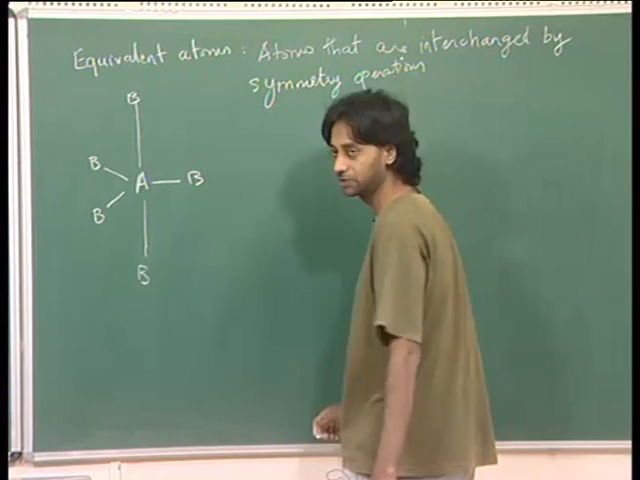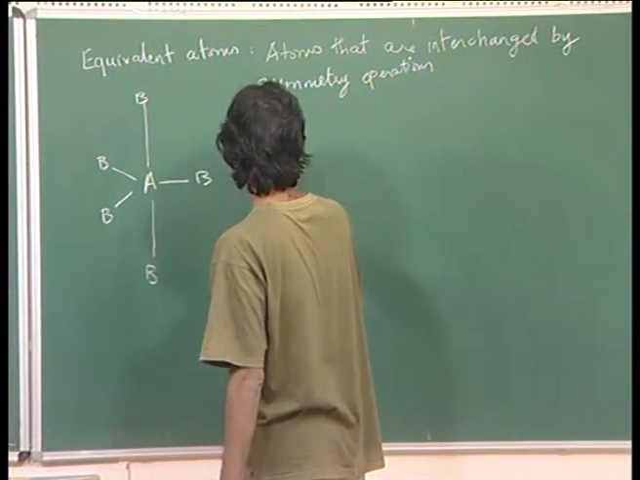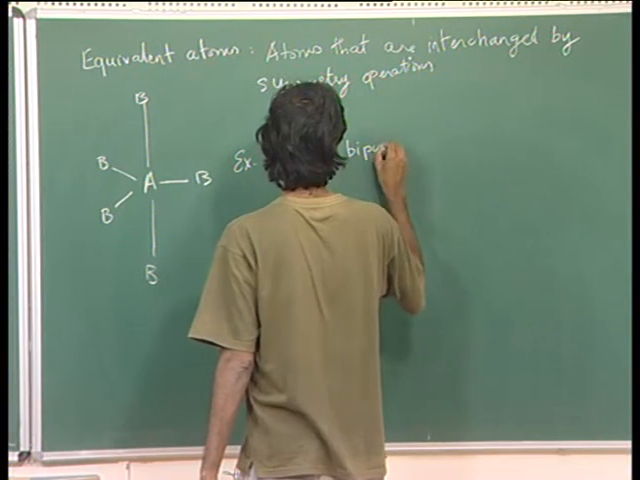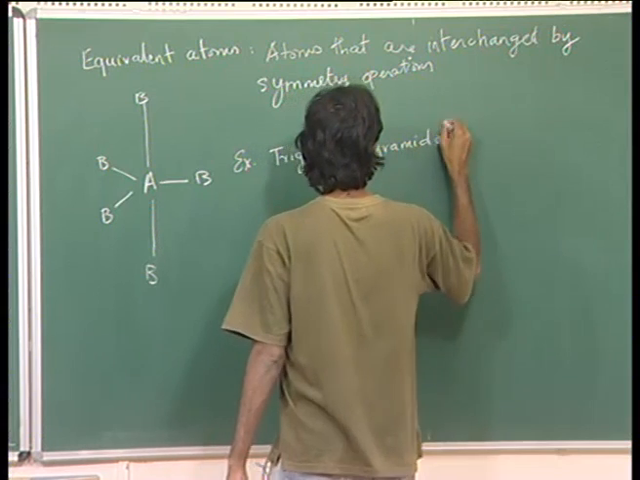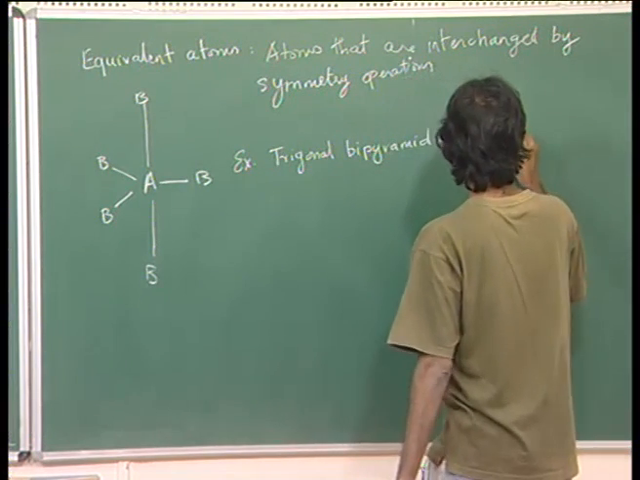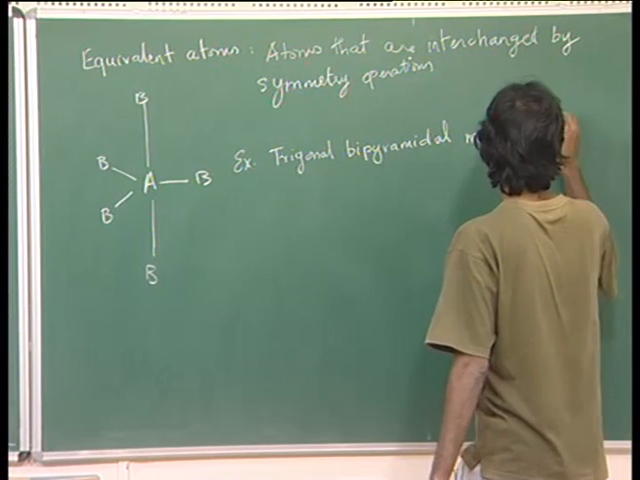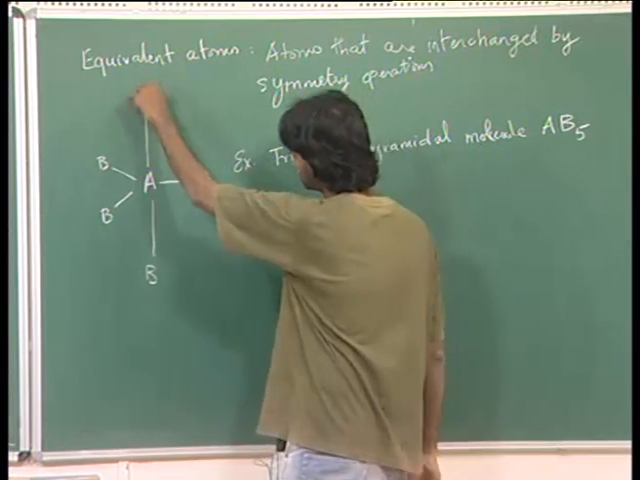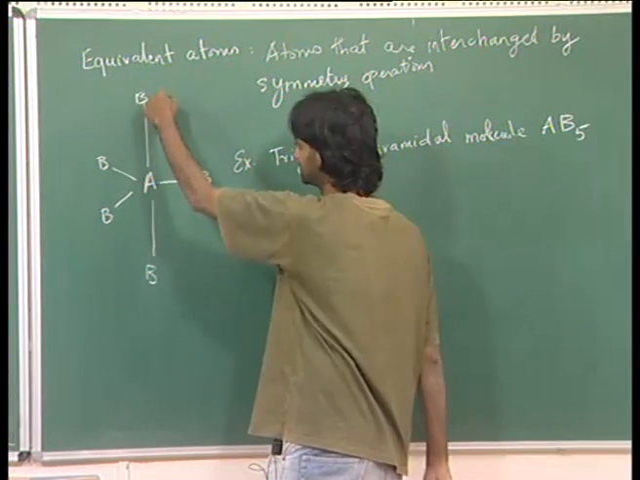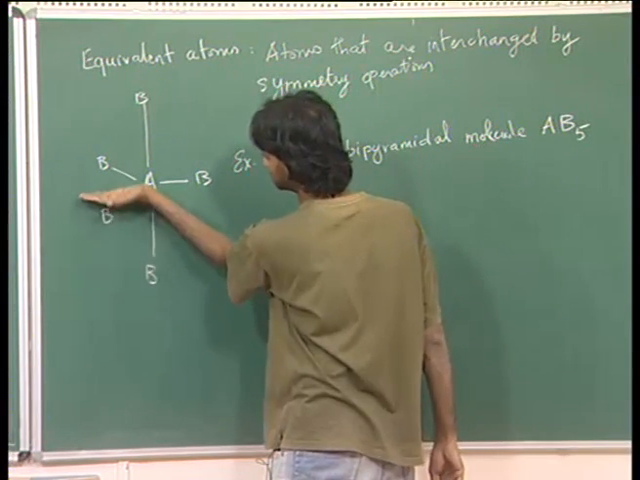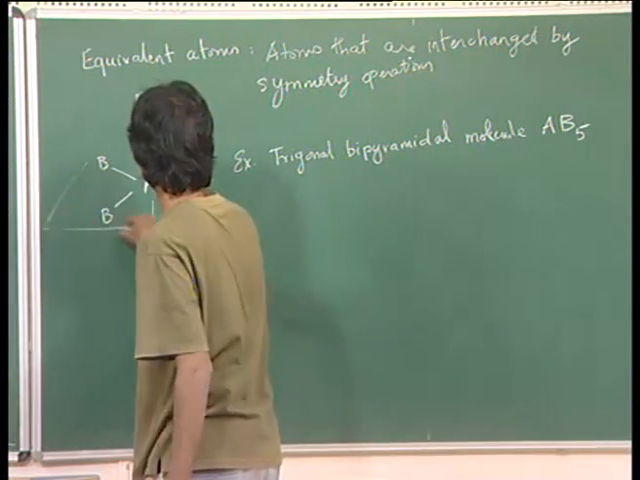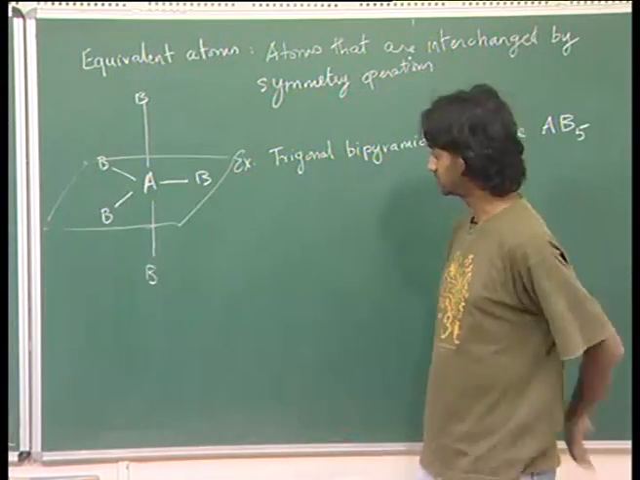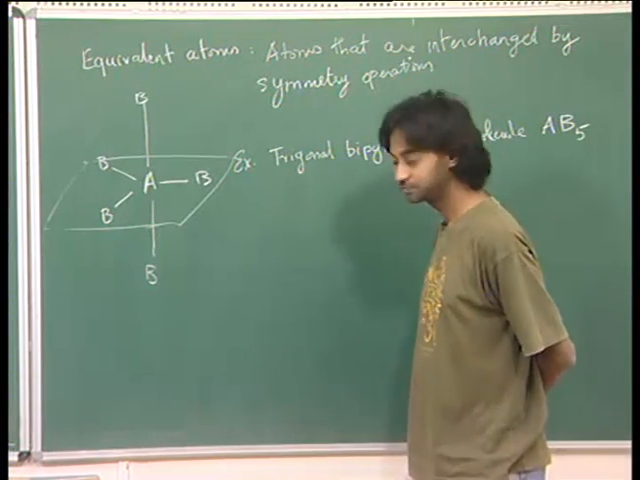Okay, so it is a trigonal bipyramidal molecule, AB5, for example. Now this has a C3 axis. So this has C3. It also has this plane. So these three are in one plane. This plane is also a sigma plane, so there is also a reflection about this.